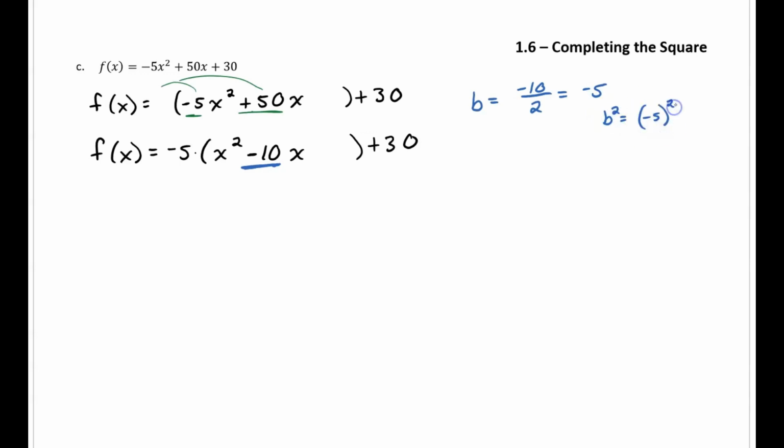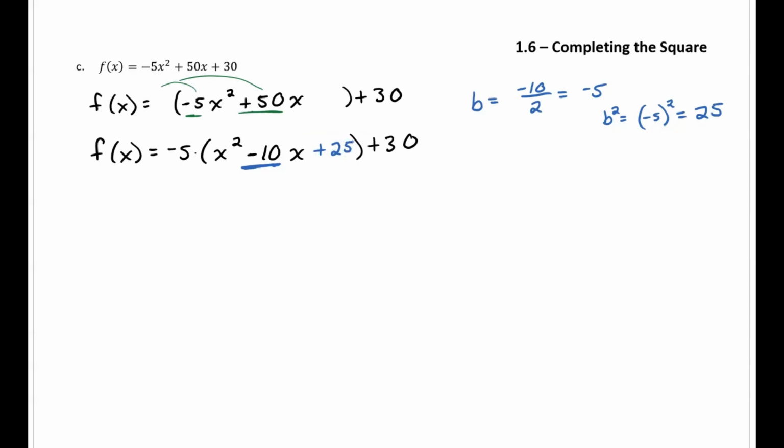Now watch for this here. It's a negative squared. A negative value squared will always be a positive number, right? Negative times a negative will give me a positive. In this case, we get a positive 25. So it looks like in here, I'm going to add 25.